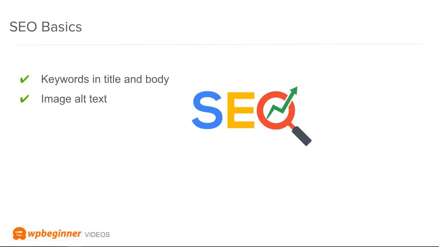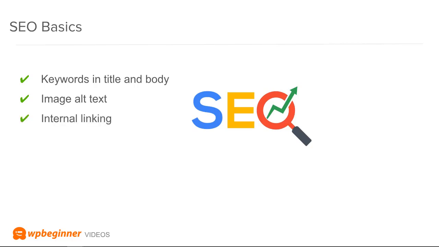Also, make sure you have the image alt text set up. And this is a simple setting in WordPress where it'll ask for the alt text. The alt text is important for people who can't see and they're using browser readers to tell them what the image is about. So it's great for accessibility. It's also great for SEO because it also tells Google what that image is about as well.